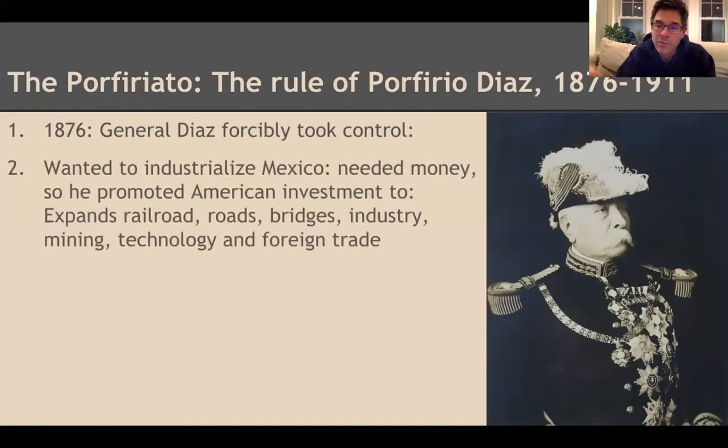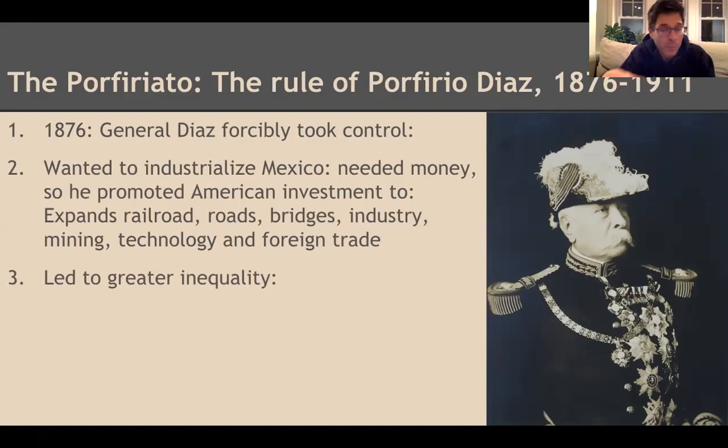I'm not going to go through every single note. You have access to these. But the basic thing is he wanted to modernize or industrialize Mexico. He needed money. He didn't have it. He invited the Americans to invest in railroads, bridges, trade, technology, and most importantly, eventually the United States and the British will build the oil industry. Mexico has a lot of oil, which has proven to be perhaps its biggest and most important export.